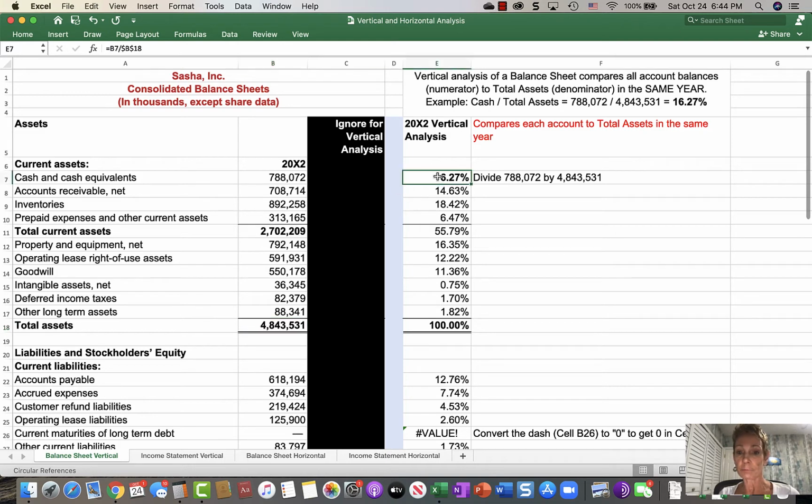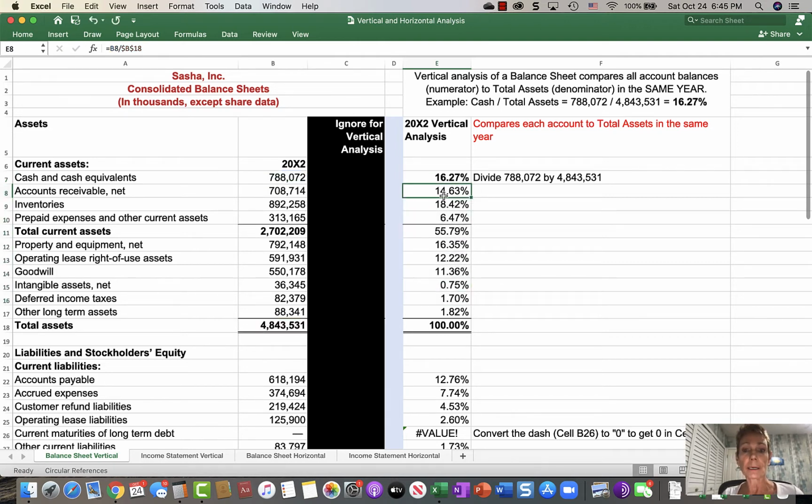So to do that, I created an equation. For example, if we look up in the cell here, we can see the formula, which is to go to cell B7, which is 788,072, and divide by dollar sign B, dollar sign 18. B18 is the cell here, which is total assets. But notice that I used a dollar sign before the B and a dollar sign before the 18. That anchors the cell address so that I can copy this formula, B7 divided by dollar sign B, dollar sign 18, and paste it down, moving down.